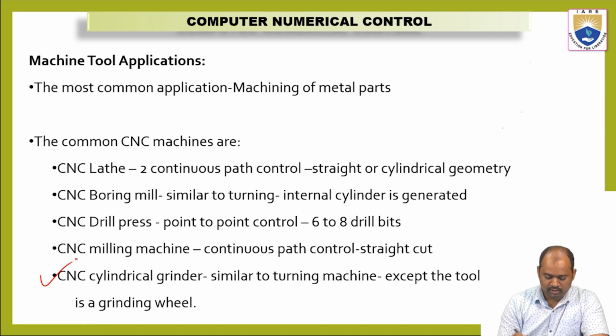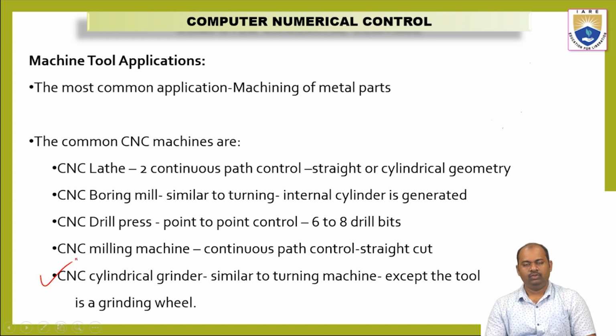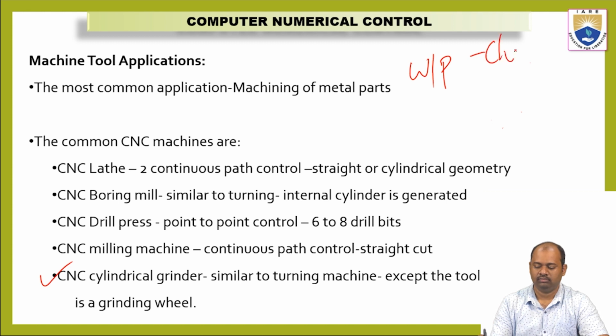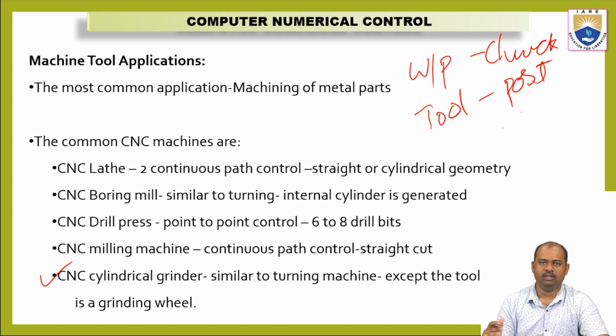Now the last one, CNC cylindrical grinder. This machine is very similar to a turning machine, where we can replace the tool with a grinding wheel. What happens in a CNC lathe machine? We will have a workpiece which is fixed to the chuck, and a tool which is fixed to the tool post. When the tool post is given feed, the tool will remove the material.